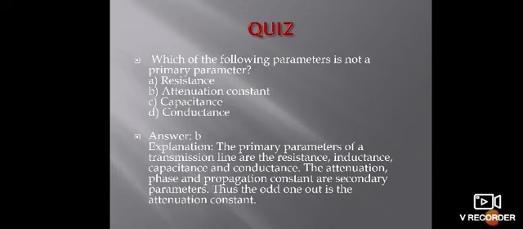That means the question asks which parameter is not a primary constant. Resistance is a primary constant, capacitance is also a primary constant, conductance is also a primary constant, but the attenuation constant is the odd one, called a secondary constant of our transmission line. And next question.